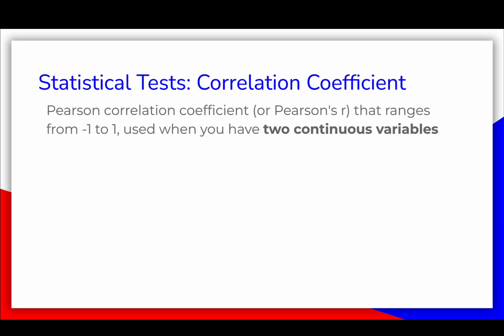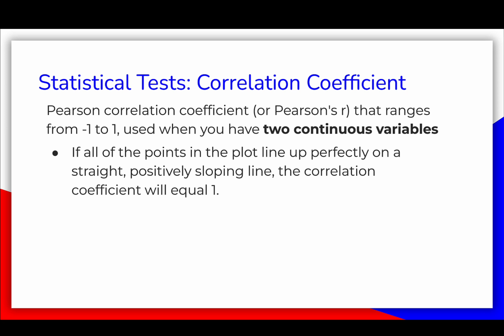So, correlations specifically, it's going to give you a Pearson correlation coefficient, or Pearson's R. And this is going to range from -1 to 1. This is used when you have two continuous variables. So if you're looking at something like age and SAT score, or income and wealth, right? Those are continuous variables.